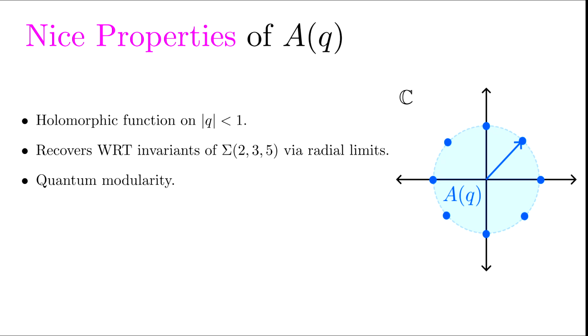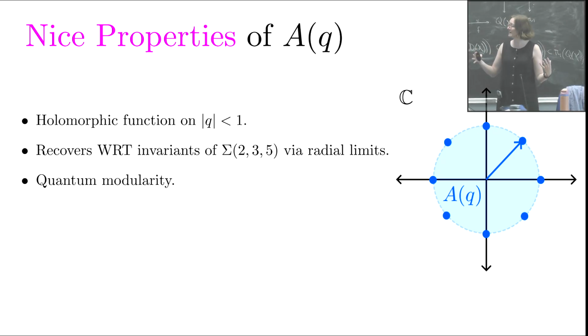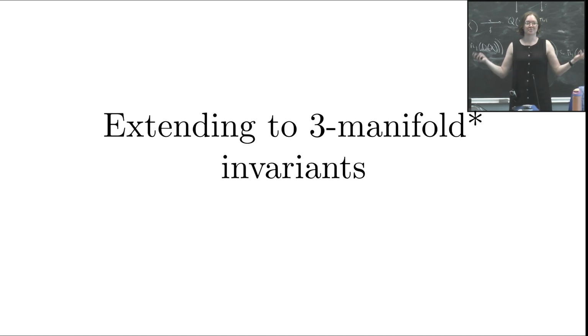All right. So A of Q is the series of Lorentz and Zagier that unifies the Witten-Reshetikhin-Turaev invariants of the Poincare homology sphere via radial limits. We now know that it is a quantum modular form. This is also a result of Lorentz and Zagier. And it's a holomorphic function on the interior of the unit disk. So one of the big questions people had was, can we extend this to other 3 manifolds? Can we find such a series for other 3 manifolds?